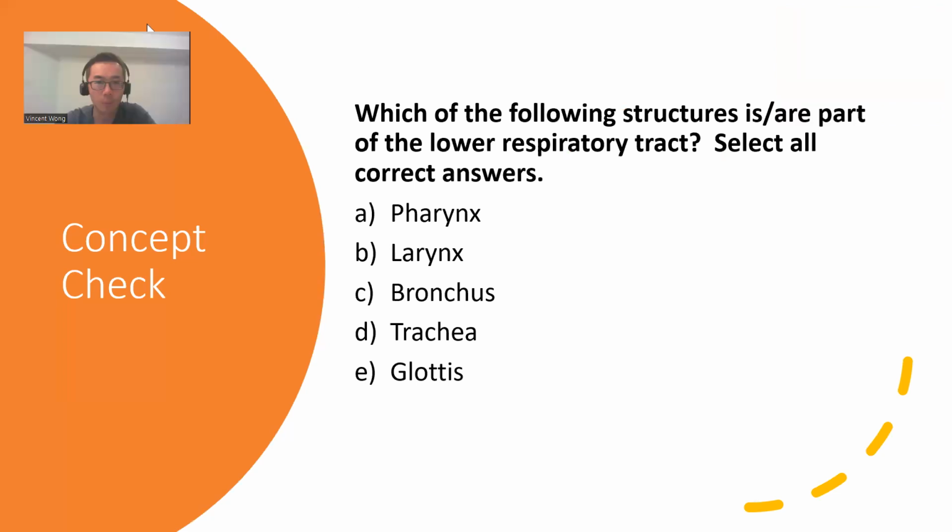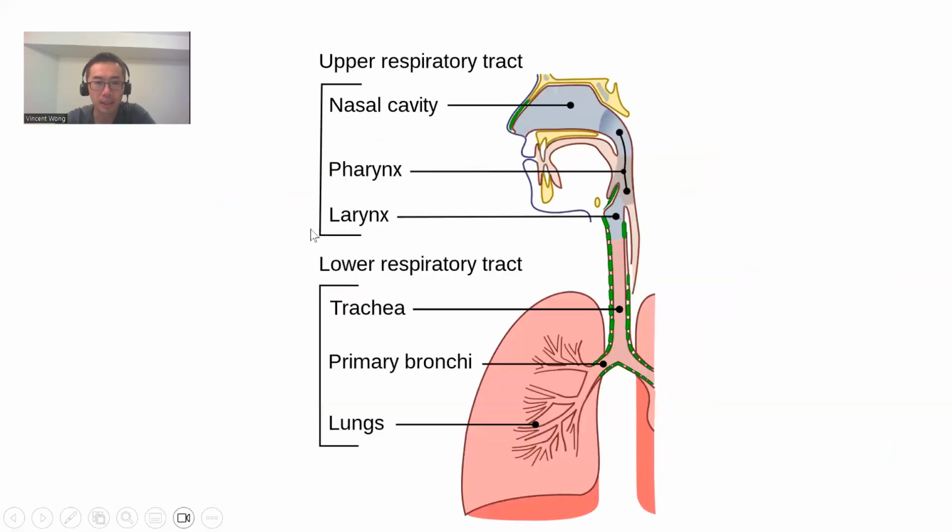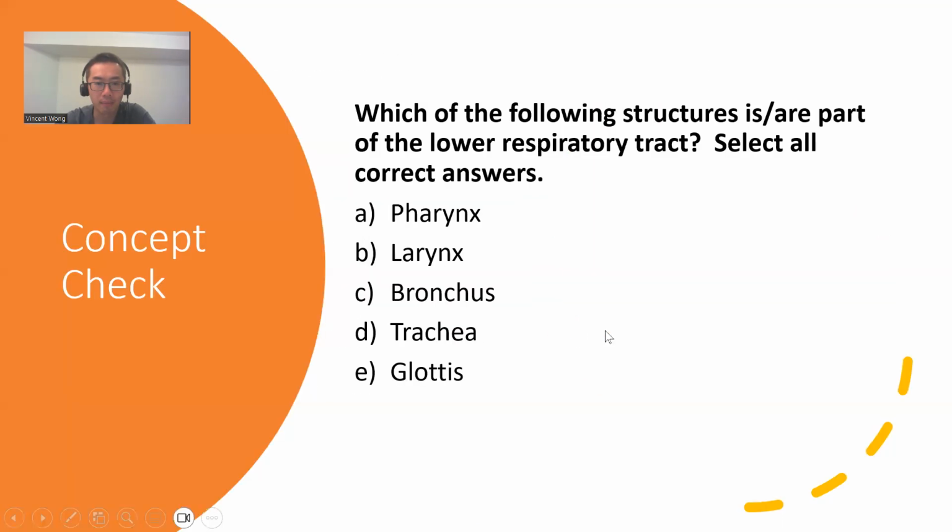Okay, which of the following structure is or are part of the lower respiratory tract? Just go back to this picture here. Anything below the larynx is going to be lower respiratory tract. So that includes all of these things, which would be like the bronchus and the trachea. It's the lower respiratory tract.